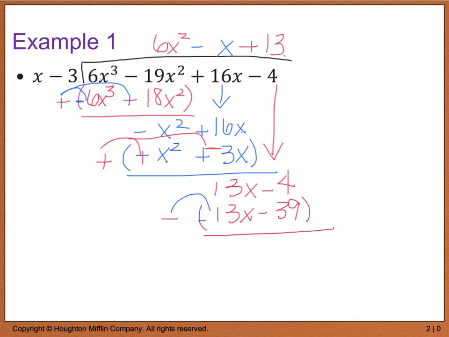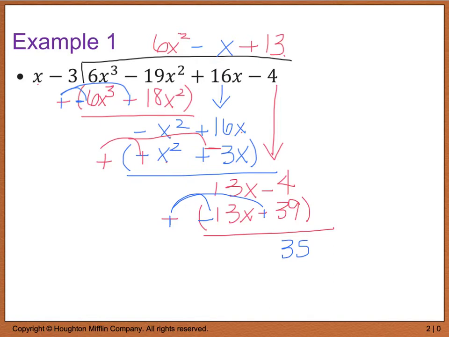We're going to distribute that negative, change that sign to a plus, and now a negative 13 and a positive 13 are going to give me 0. Negative 4 plus a positive 39 will give me a positive 35. I have no other terms to bring down, so it's just going to stay 35. X will not go into 35, so I'm done right here.